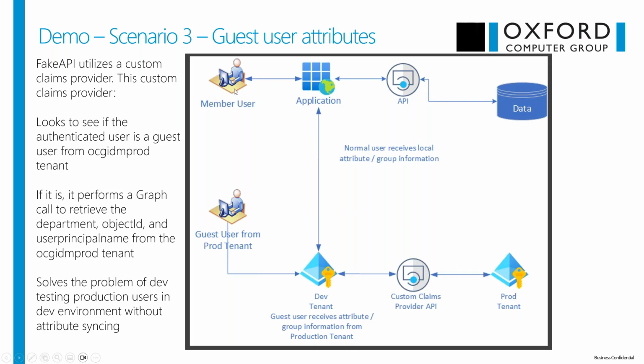So basically, if you're a dev member user, then you're just going to go to the application and get that token, and the API is going to figure out what you need and then give you the data.